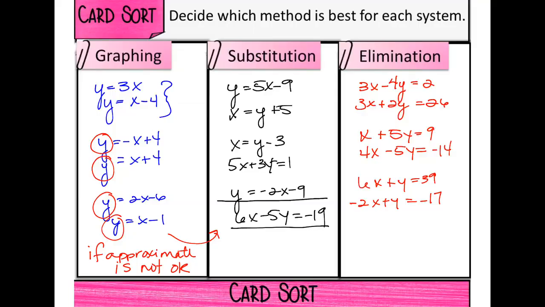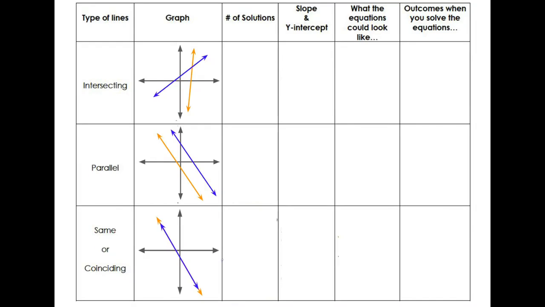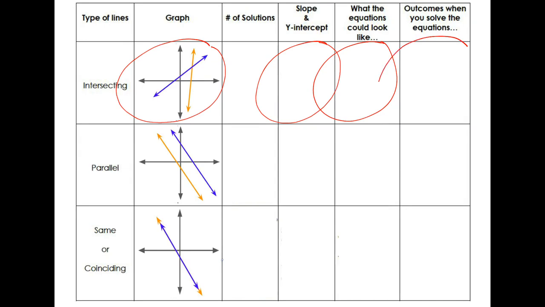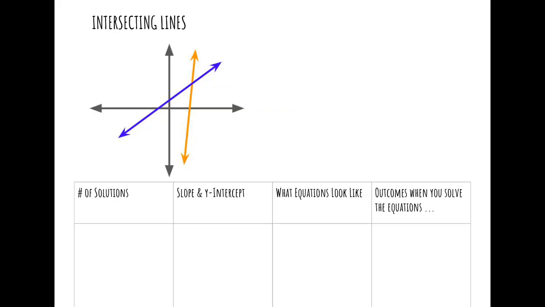Okay, I want to move on to the types of systems and how to identify the type of system that you have based on the graph that you have, or based on the equations of the lines, or based on what's happening in your solving process. Let's look first at intersecting lines, and I want you to take out your note sheet that looks like that previous page and make sure to follow along taking good notes.